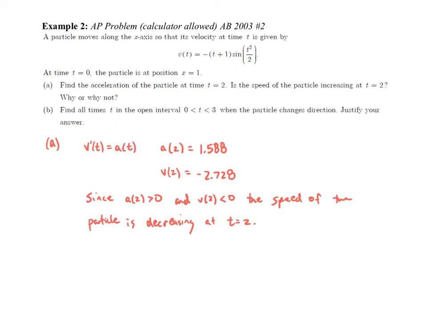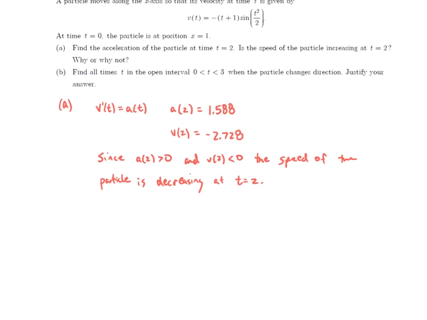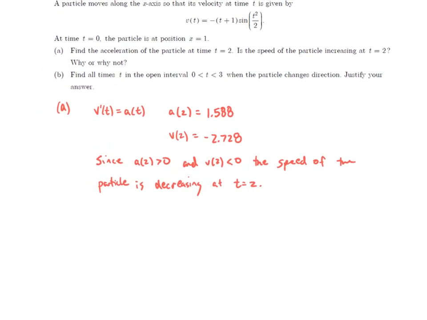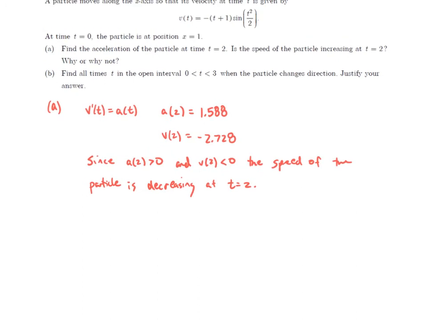Okay, let's try part B. It says we want to find all times t on the open interval between 0 and 3 for which the particle changes direction. So what we're looking for here is a change of signs for velocity. Either velocity changes from negative to positive or positive to negative, and when that occurs.